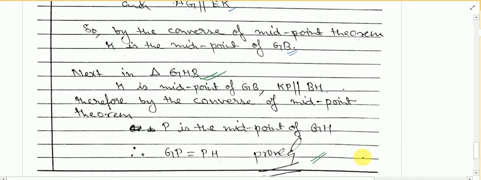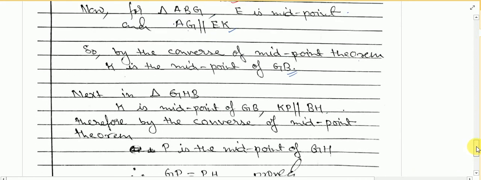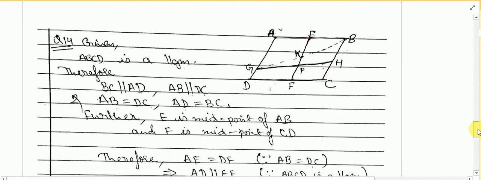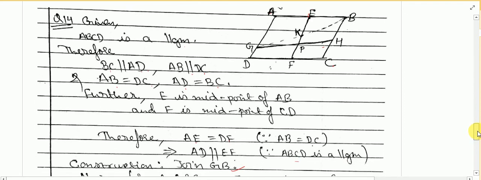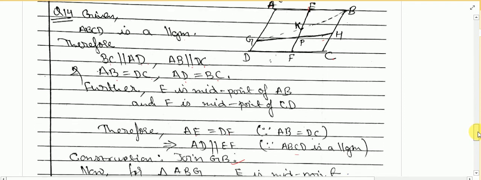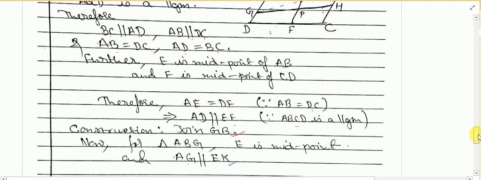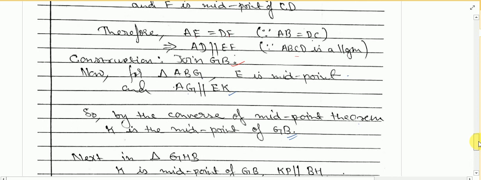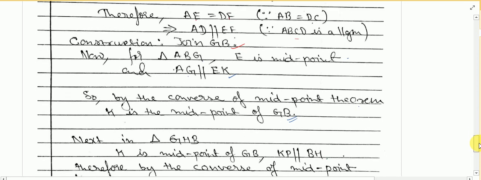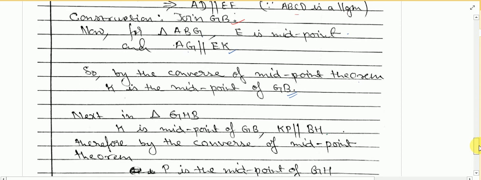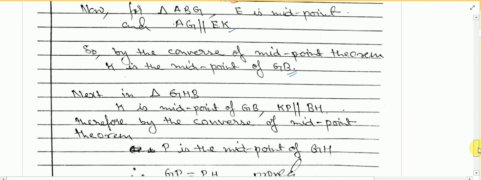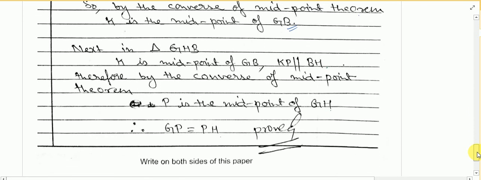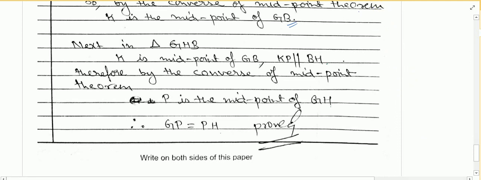It's proved. Okay, so this is all for this chapter 9, and this you will copy, and for that you will just pause the video and write it down. So in the next class we shall start a new chapter. Okay children, so this is all for today.